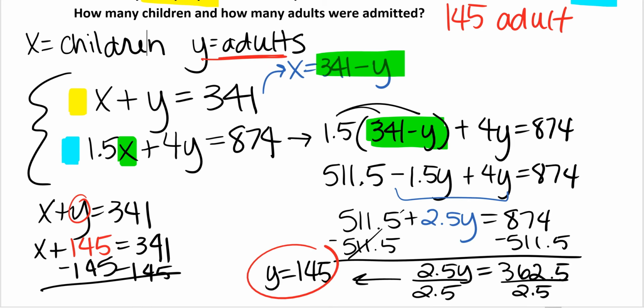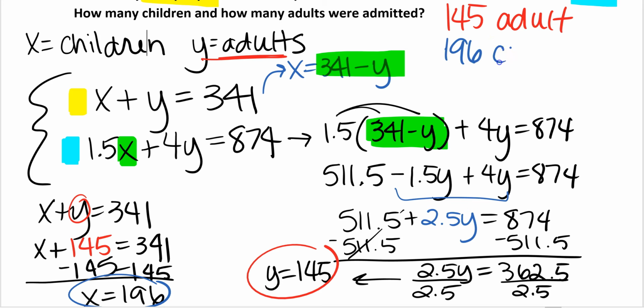So 341 minus 145 equals 196. So that means that we sold 196 children tickets. And then you can always check your answer by plugging in 145 for y and 196 for x, and seeing you can get a true statement in both equations.